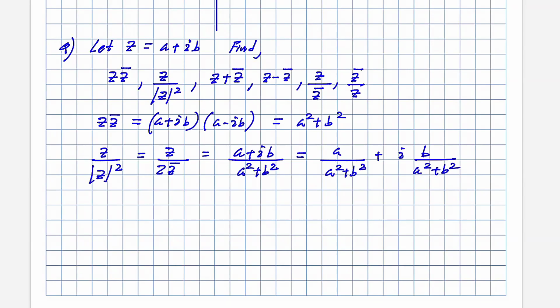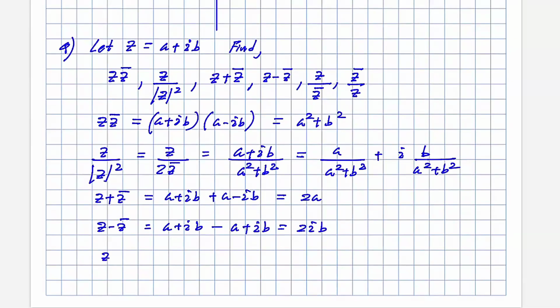Then Z plus Z bar, a plus ib, a minus ib, 2a. Check my calculation. Z minus Z bar, a plus ib minus a minus ib, 2ib.